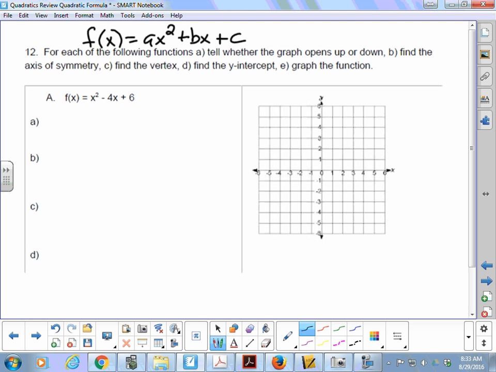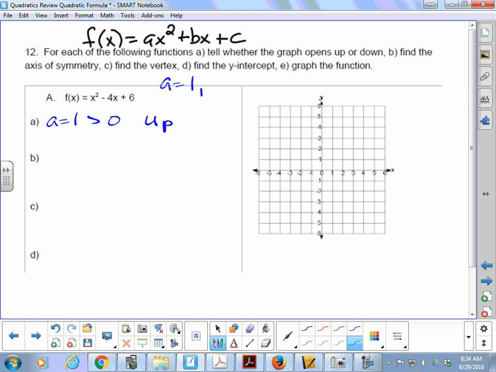If A is positive, it opens up, and if A is negative, it opens down. So in this case, what's the value of A? A equals 1 here. Since A equals 1, which is greater than 0, it opens up.